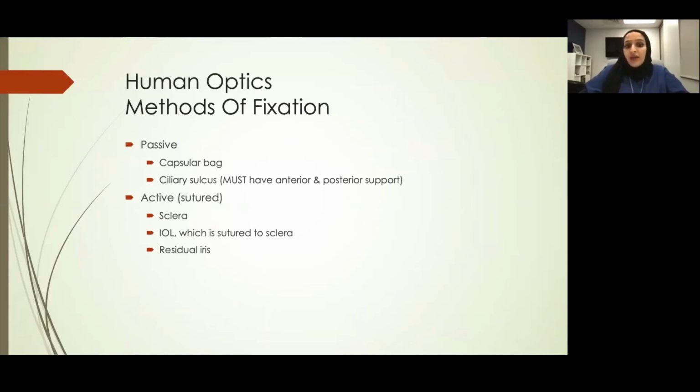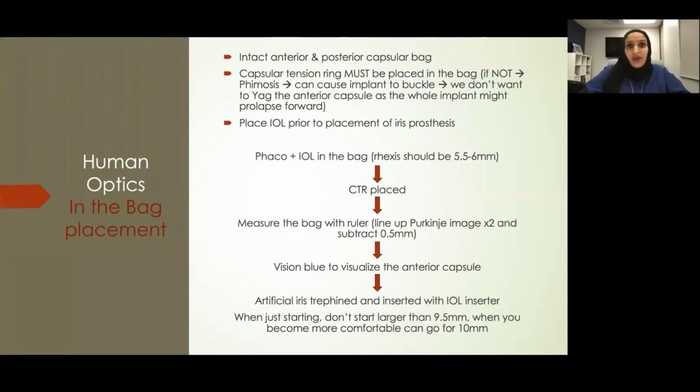Here we can put it in the capsular bag or in the ciliary sulcus, but keeping in mind, when we don't suture this device in the ciliary sulcus, we definitely need a good anterior and a posterior support to prevent migration of the device later. Actively fixated: sutures to the sclera, suture to the IOL, which is then later sutured to the sclera, or it can be a suture to the residual iris.